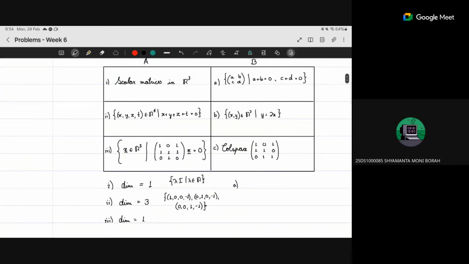This is not the right question. I wanted something with 2 over here. I think I messed it up. But anyway, let's do the rest just to do quick dimension computations.